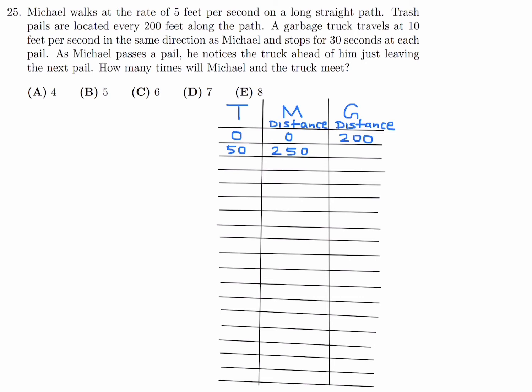Michael is continuous. He just keeps walking, never stops, apparently. But the garbage truck travels and stops for 30 seconds, all right? So for the first 20 seconds, it travels at a rate of 10 feet per second. So 20 seconds, 10 feet per second, that's 200. So it was at 200, travels 200, so it's now at 400.